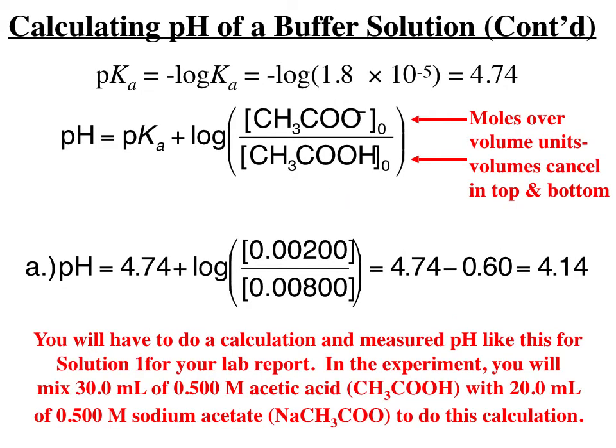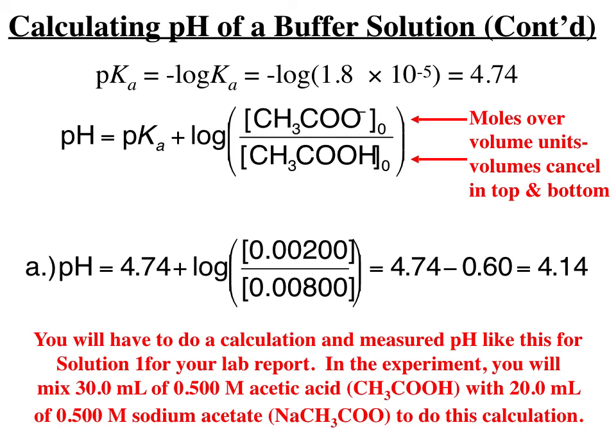First I will find the pKa of acetic acid by taking minus the log of the Ka, and when I do that I get 4.74. Now I'll stick my numbers into the Henderson-Hasselbalch equation, pH equals pKa plus the log of the conjugate base's initial molarity divided by the weak acid's initial molarity.